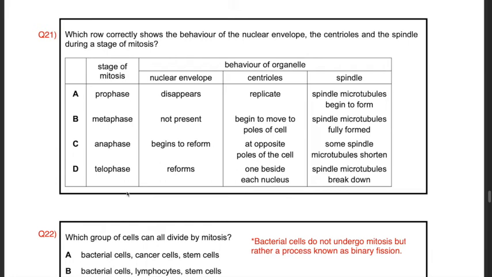Hence, A is incorrect. B. Stage of mitosis, metaphase, nuclear envelope not present. Yes, that is correct. Centrioles begin to move to poles of cell. That is again incorrect because, as I mentioned, centrioles begin to move to the poles of the cell at prophase, not at metaphase. Hence, the answer B is incorrect. Answer C. Stage of mitosis, anaphase, nuclear envelope begins to reform.